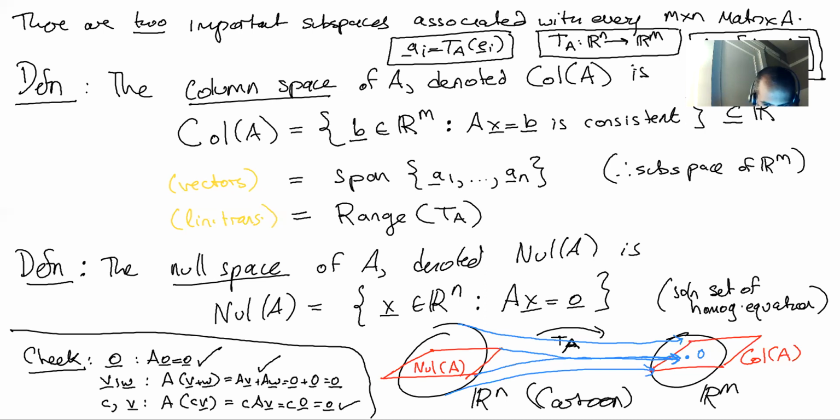Good point. So is Col A a subspace of Rm and Null A a subspace of Rn? Exactly. So let me emphasize it here. This is a subspace of Rn, and these are both subspaces. So they're subspaces of different sets of vectors.